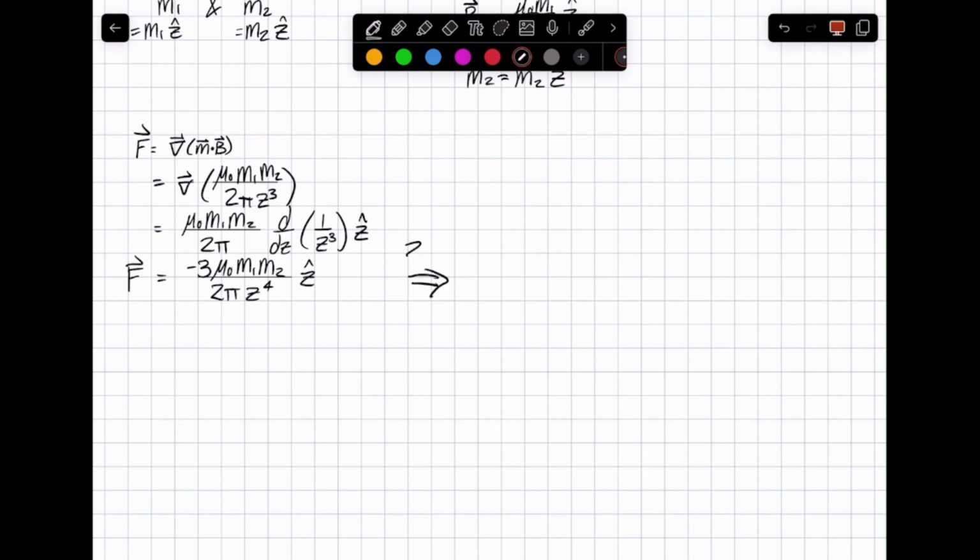And if you remember from the geometry of our problem, z is going to be equal to r. So z is equal to r at M2, to be clear. So I'm just replacing that z to the fourth with an r to the fourth, and we are still in the z hat direction here. And that is going to be the answer to part B.